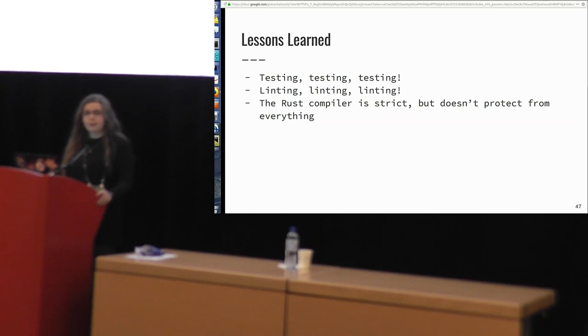What do we learn? We learned that testing is important. Again, it's a lesson that we just seem to relearn every once in a while. Well, linting is important too, because some things are not caught by visual inspection, and they're not caught by testing, and they're not caught by the Rust compiler.